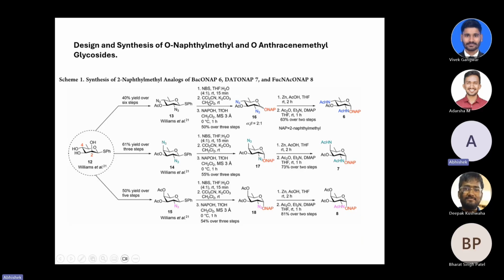by reaction with trichloroacetonitrile converted into TCA donor, then taking naphthyl alcohol as an acceptor, did the glycosylation reaction to form this glycoside product, with the alpha to beta ratio 2:1. And further, this azido is going to be reduced to NHAc in the presence of zinc and acetic acid. Then after reaction with acetic anhydride, the acetylation is going to take place to form the required compound, this 6 molecule, C2, C3 diacetyl.